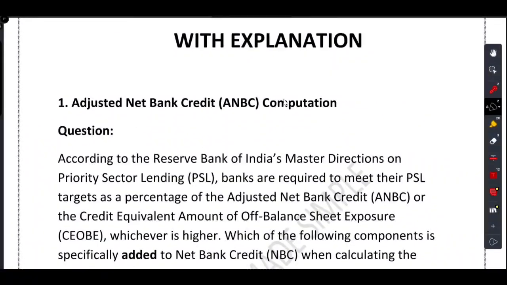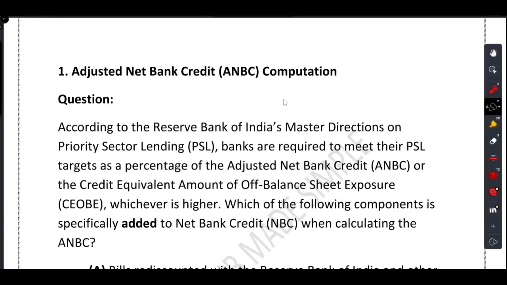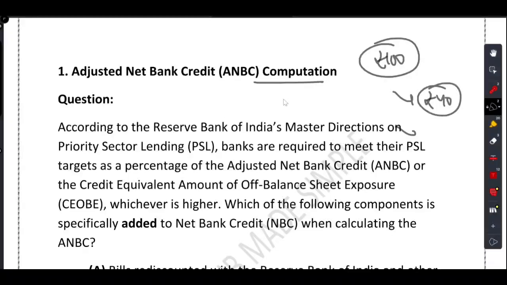So, let's get started with our very first question, which is based on ANBC computation, or we call it adjusted net bank credit computation. Let me give you an example. Imagine that you have 100 rupees to lend. The Reserve Bank of India acts like a strict parent and says, out of this 100 rupees, you must lend 40 rupees to the important areas like farmers, poor students, small businesses. And that is called priority sector lending, as you know very well.